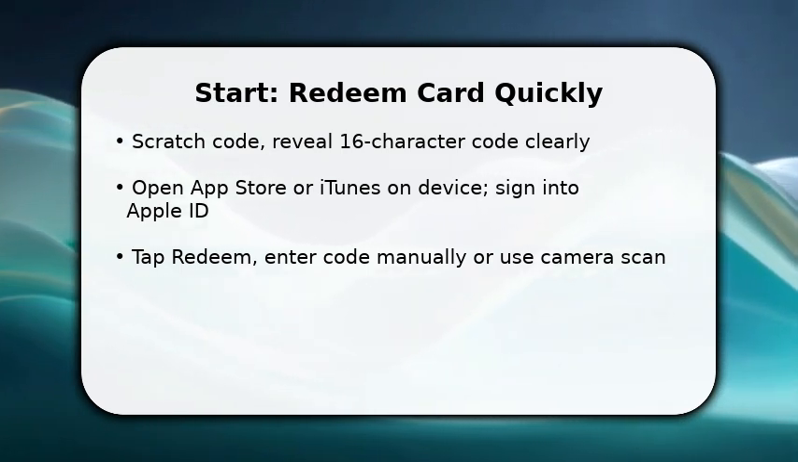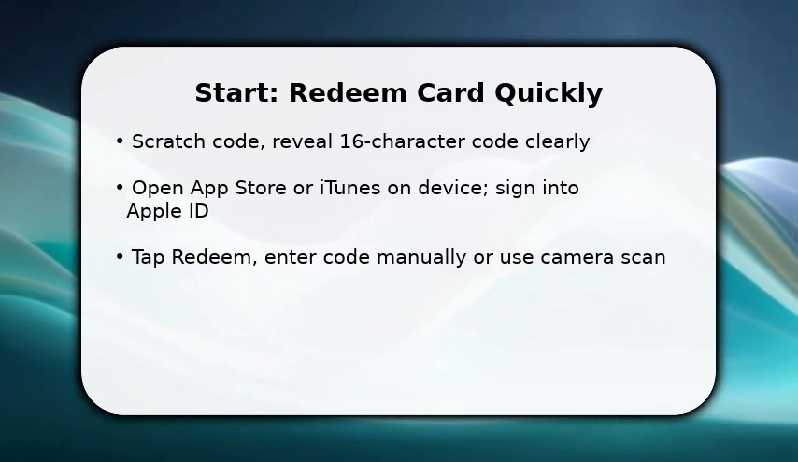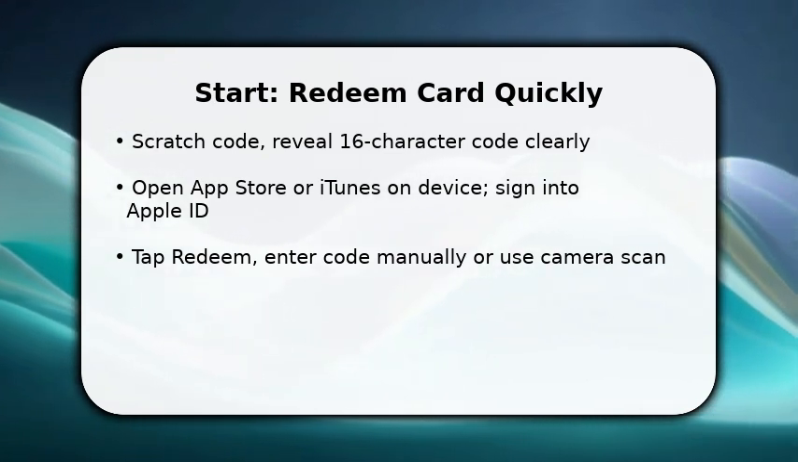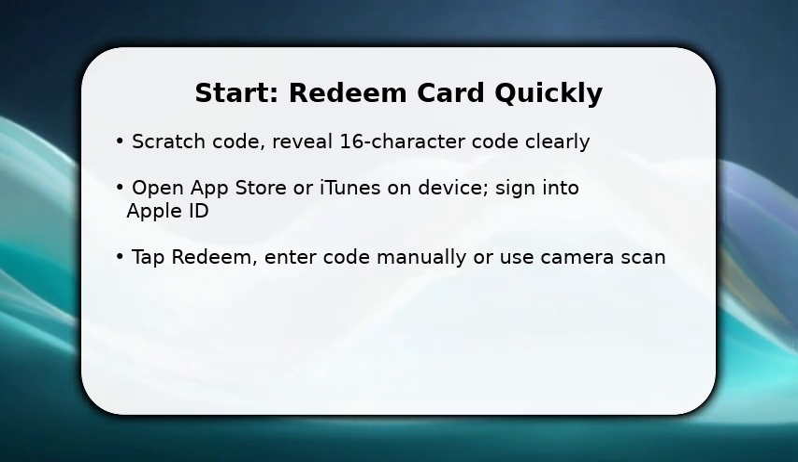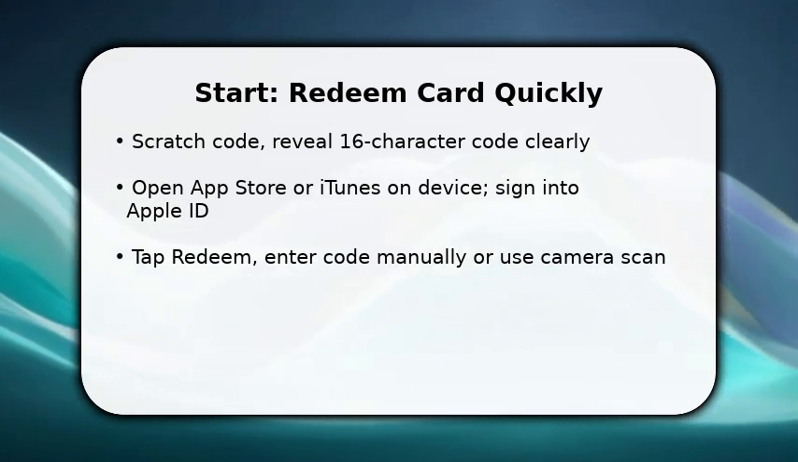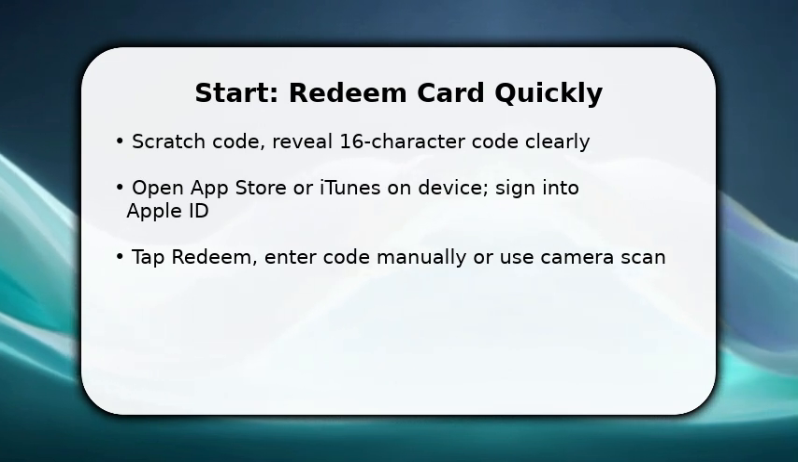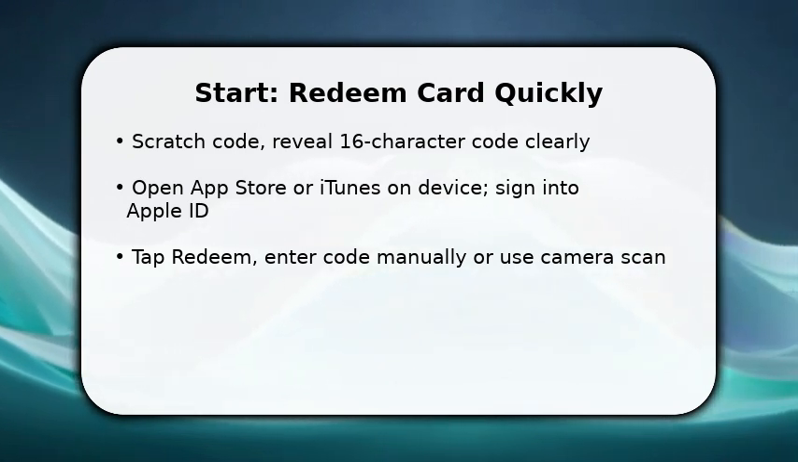Tap Redeem and choose Camera Scan for speed, or enter the code manually if lighting is poor. Do this now so the balance updates immediately. Once confirmed, make sure your device shows the new credit at the top of your account page.